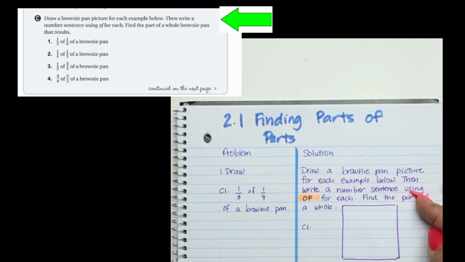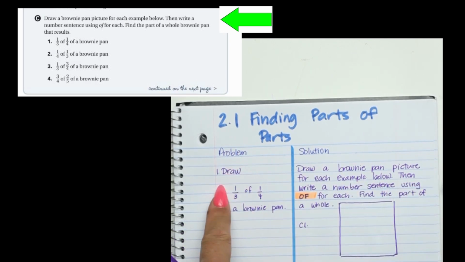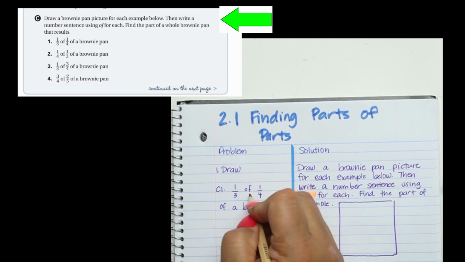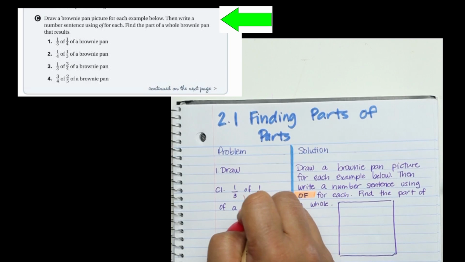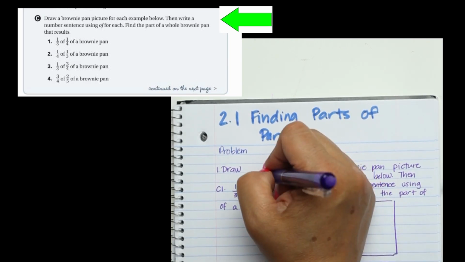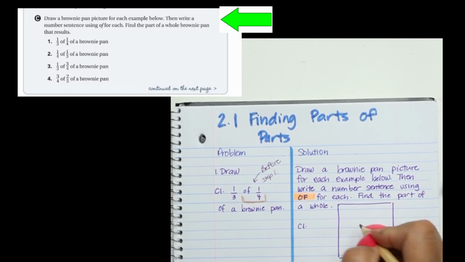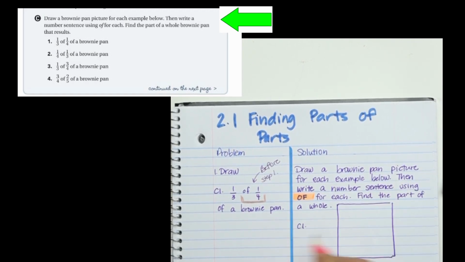So I wrote my scenario here. I wrote each of the problems. Let's start with C1. 1/3 of 1/4 of a brownie pan. Step 1 is to identify what's left. So step 1. So I'm going to divide this into fourths. I like going from left to right.